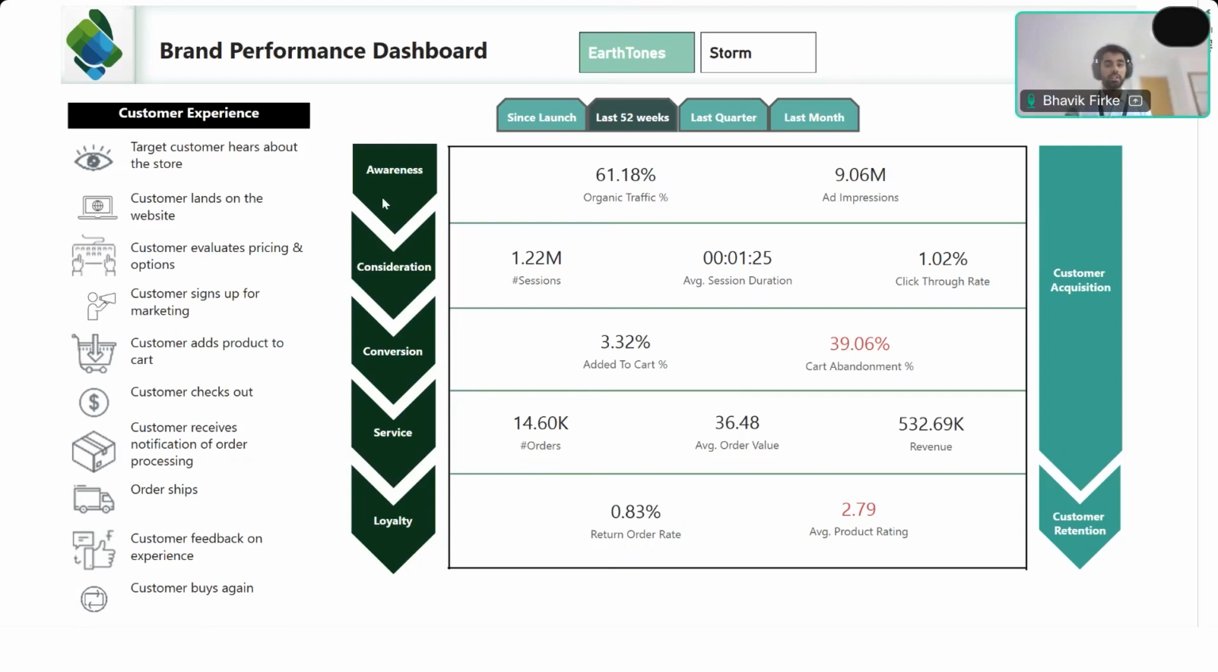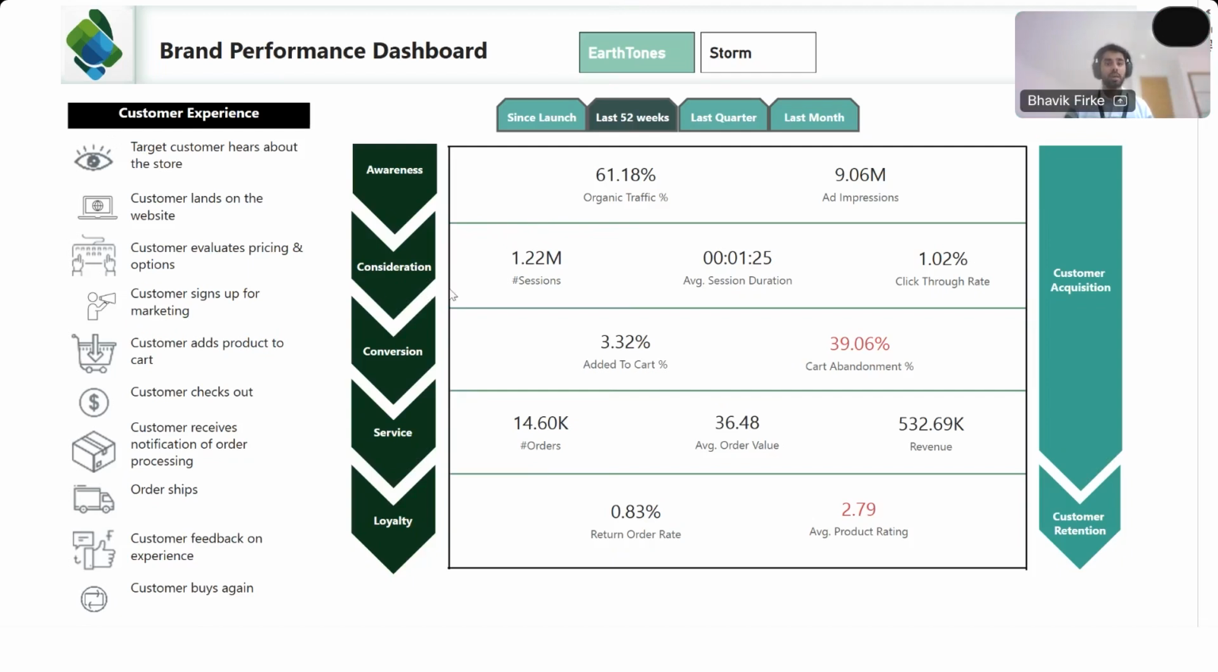So any journey starts with awareness. For someone to know your product, they first need to know that it exists. So we started by giving the brand manager visibility into ad impressions and traffic share. This helped them understand whether the brand was being discovered. These metrics offered valuable insights. For instance, in our example, Earthtones has 60% of its traffic from organic sources, which would suggest strong performance in organic search rankings and brand-led discovery.